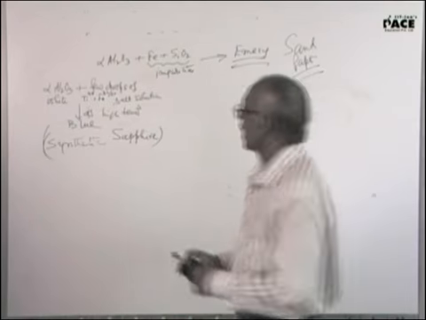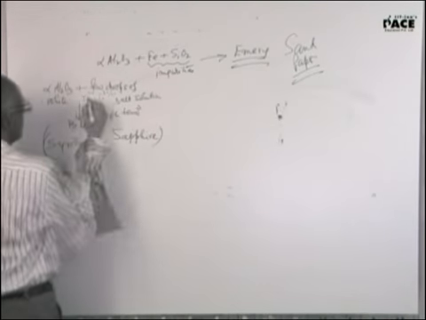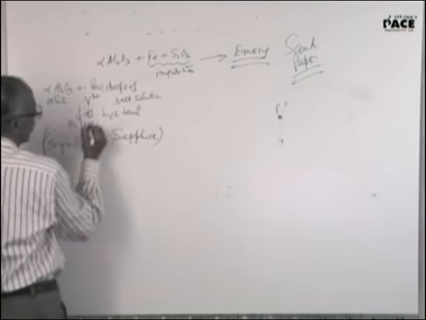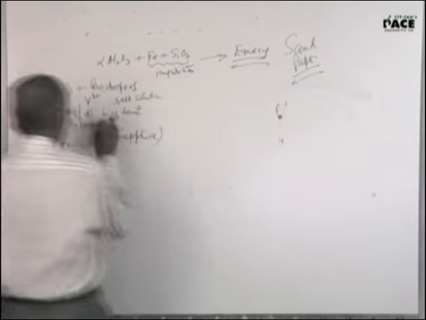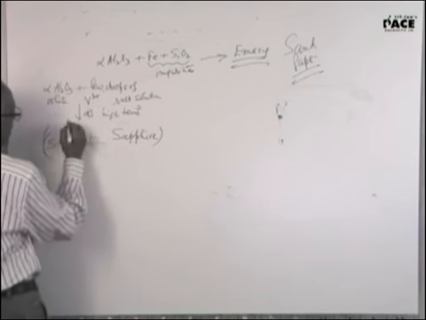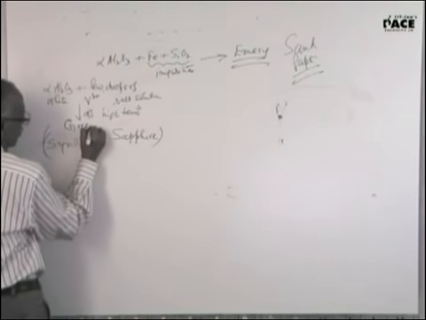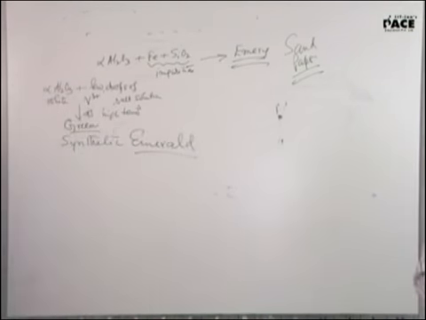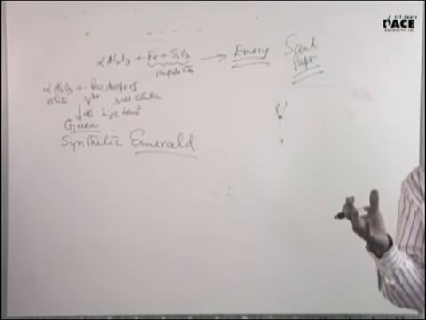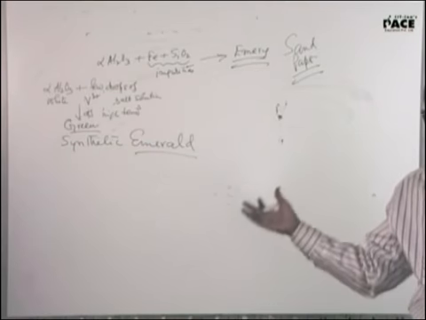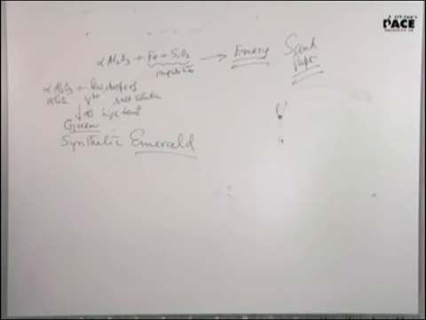If I add vanadium 3 salt solution, same alpha alumina, I am adding a few drops of vanadium 3 solution and heat it, the entire mass changes to green. Emerald is green. So the natural emerald is green, so you get the green color, so it is synthetic emerald.